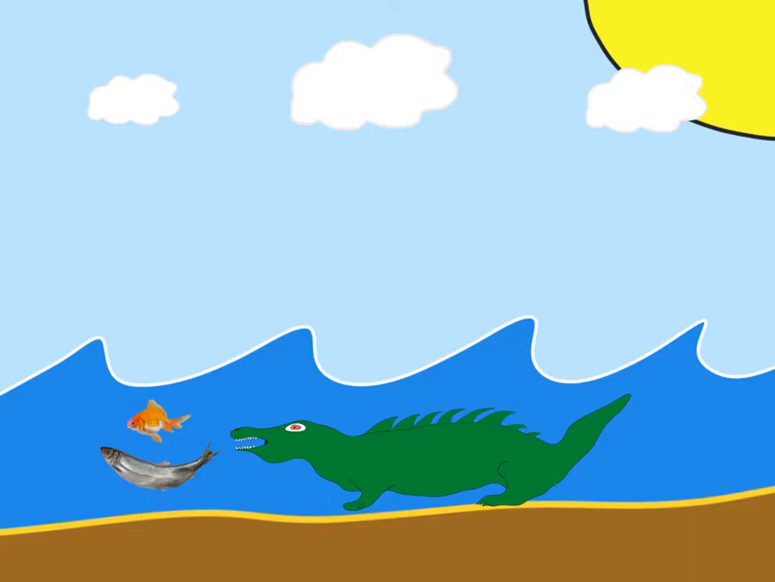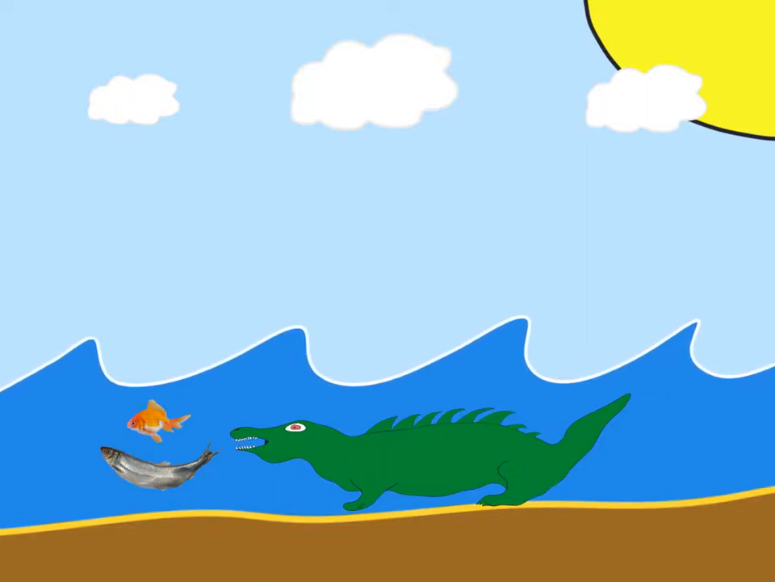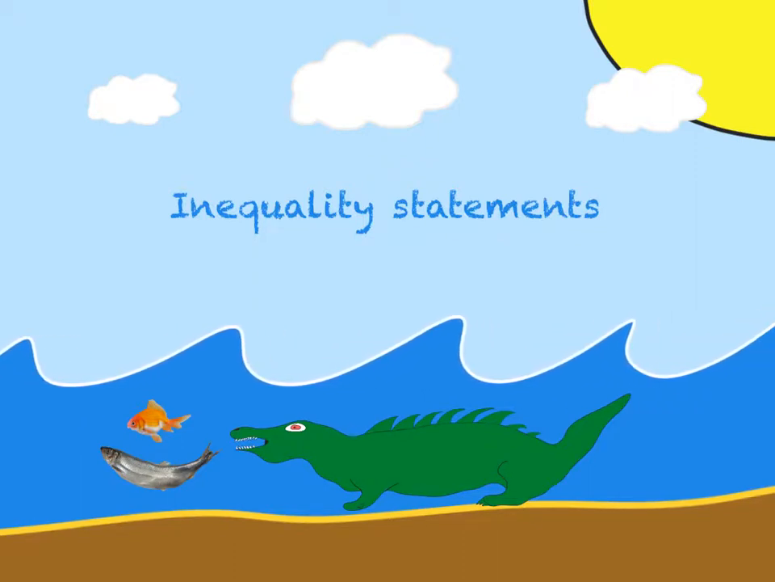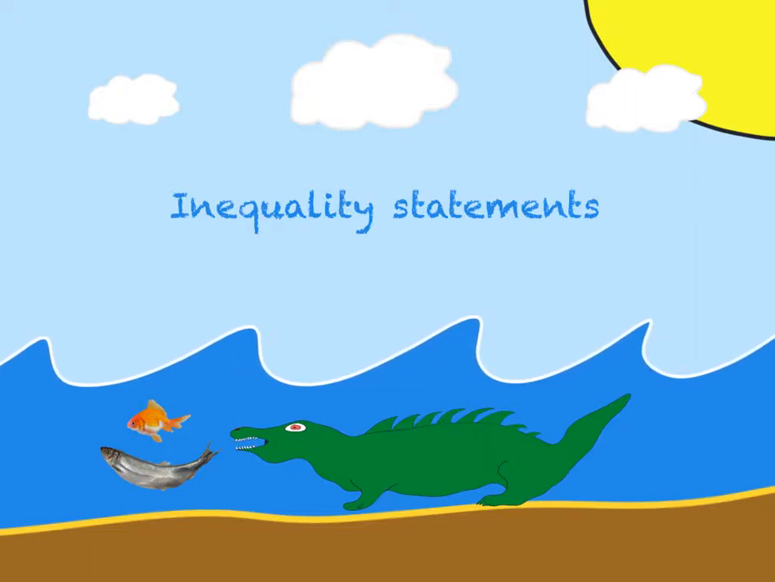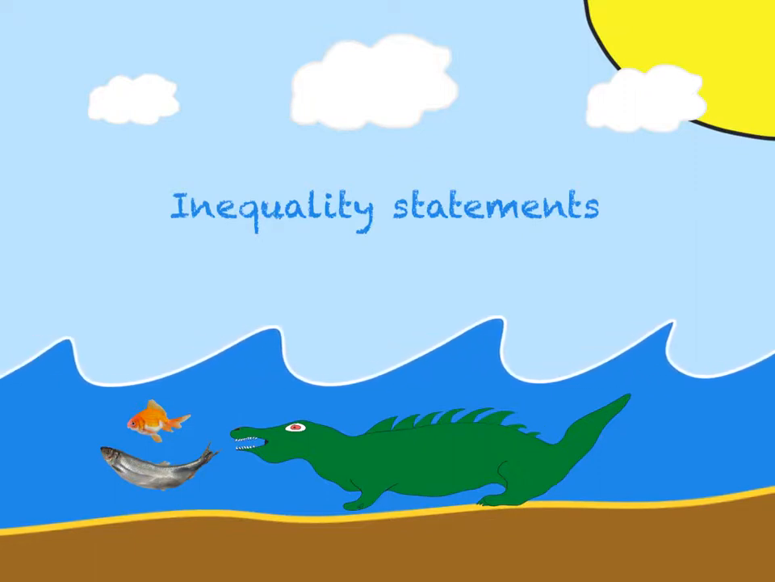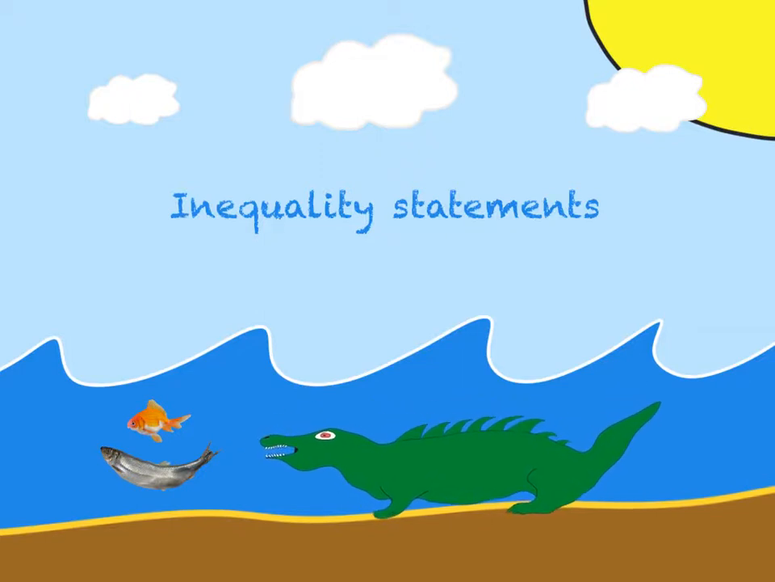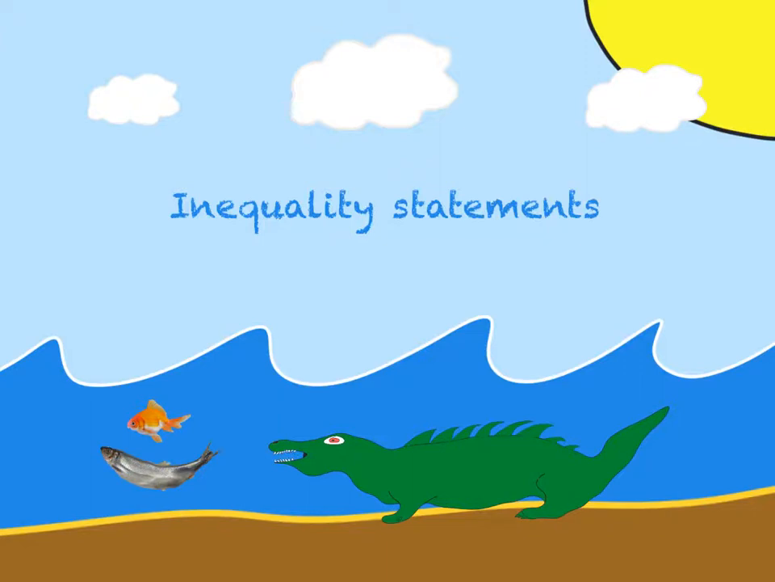Hey guys, today we are going to be talking about inequality statements. Now, inequality statements are pretty specific as to the symbols that they use, and we're going to learn them with our little friend, the alligator. So you might have an idea. And of course, his little friends, the poor, scared fishy. Oh no! And his other friend, oh no, the little goldfish.